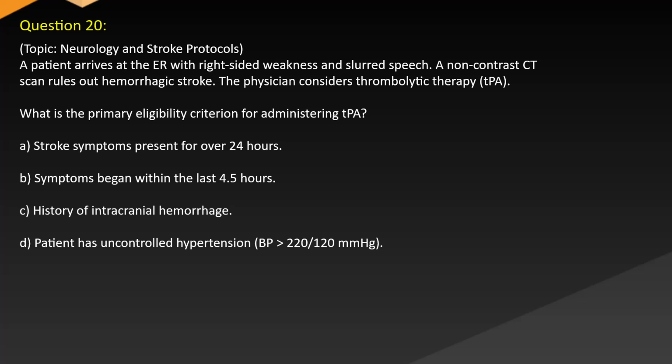A patient arrives at the ER with right-sided weakness and slurred speech. A non-contrast CT scan rules out hemorrhagic stroke. The physician considers thrombolytic therapy, tPA. What is the primary eligibility criterion for administering tPA? A. Stroke symptoms present for over 24 hours. B. Symptoms began within the last 4.5 hours. C. History of intracranial hemorrhage. D. Patient has uncontrolled hypertension, a blood pressure of 220/100 millimeters of mercury.